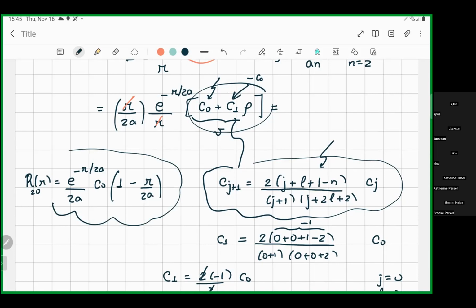So it's not the end of the world. It's simple. It's just following this procedure. Now, what is the next step? If you want, normalize and find C0.